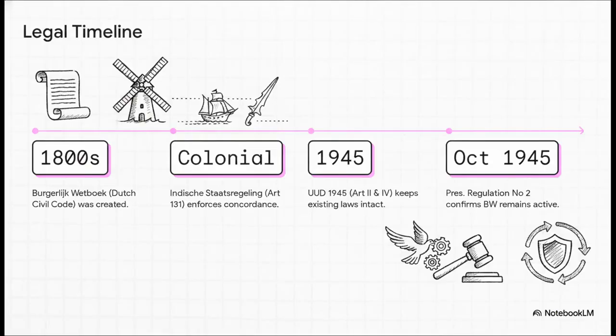Let's open up a sort of legal time capsule. This journey began back in the 1800s when the Dutch brought over the Burgerlijk Wetboek, or BW. Then, during the colonial era, a principle of concordance was enforced through Article 131 of the Indische Staatsregeling. But what's really fascinating is that when Indonesia gained independence in 1945, this colonial law wasn't just tossed out. Our 1945 Constitution actively protected it through transitional provisions, which were then reinforced by Presidential Regulation No. 2 of 1945. This ensured the BW remained fully active.